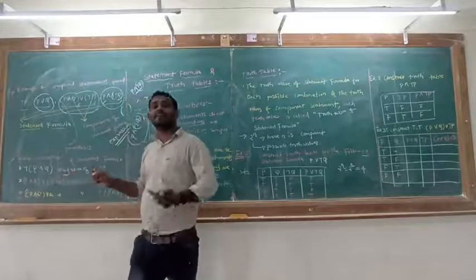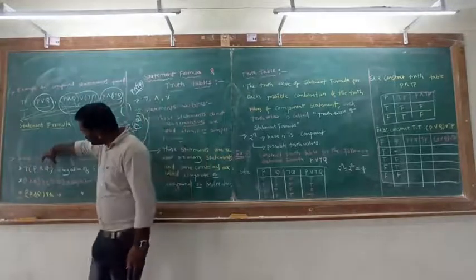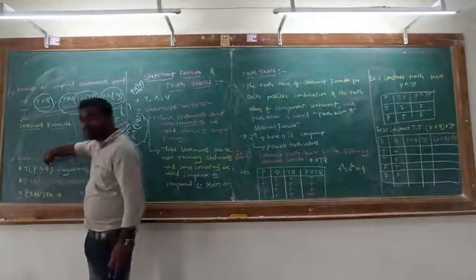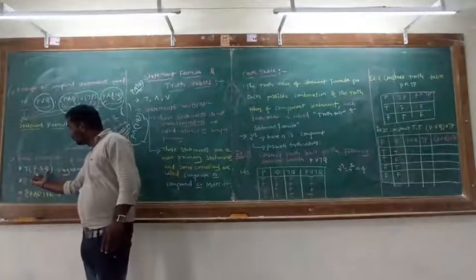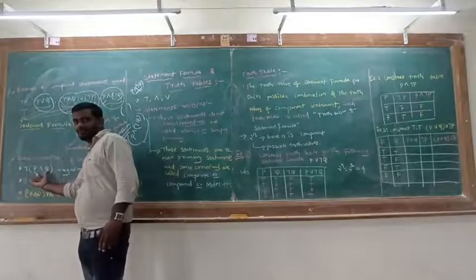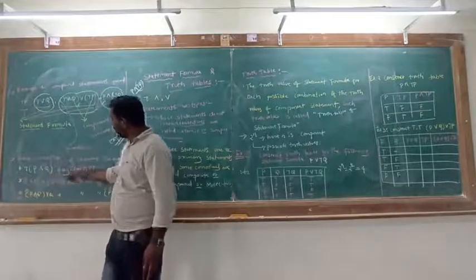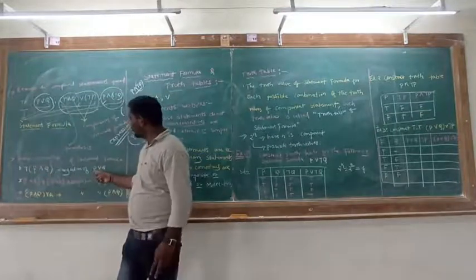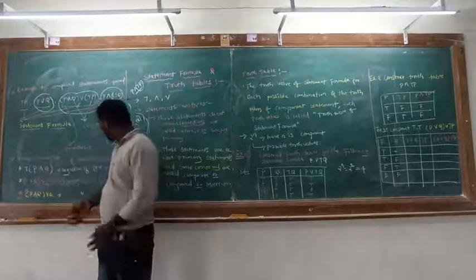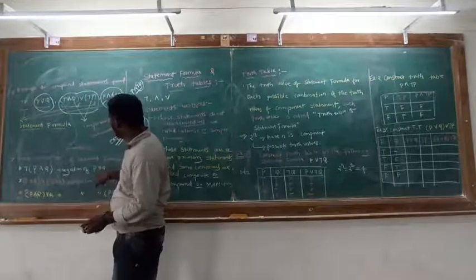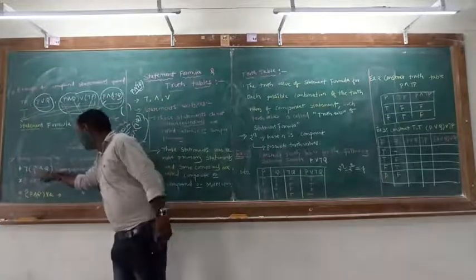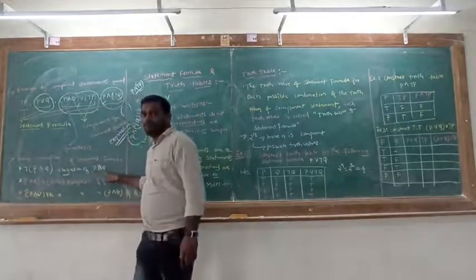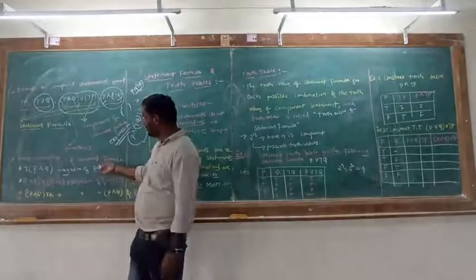Some examples of statement formulas: negation of, inside the bracket, P conjunction Q. Here first we have to evaluate P conjunction Q, P and Q, and after that we do the negation of this result. How do we read that one? Negation of P conjunction Q. Read it like this.